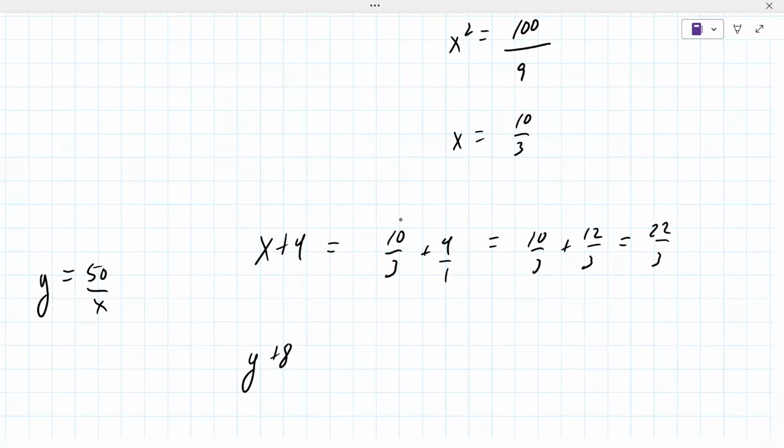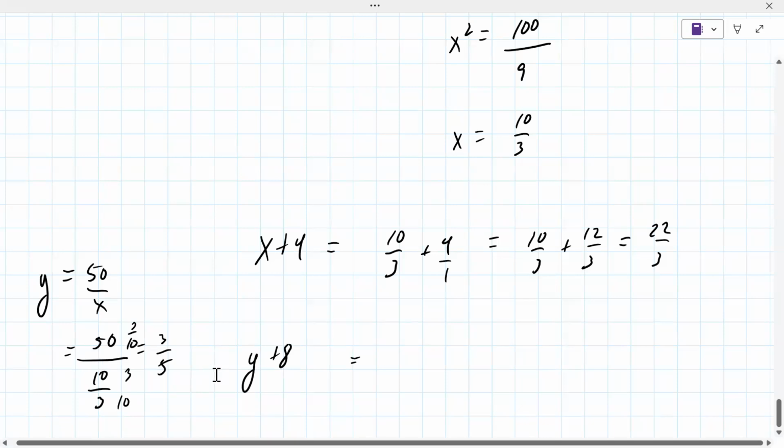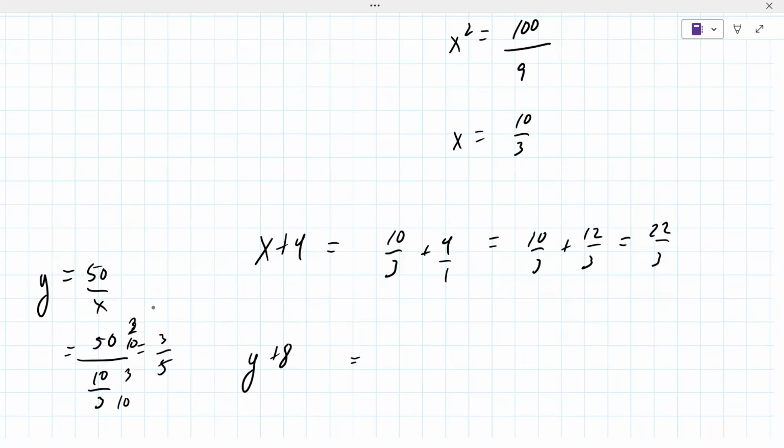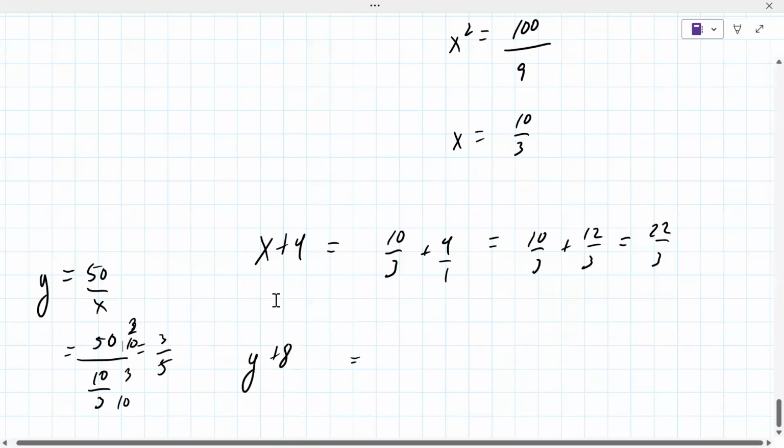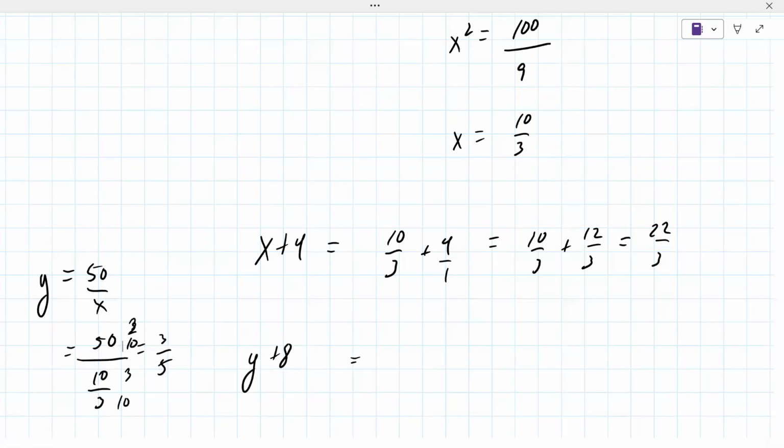So x is 10 thirds. So it's 50 over 10 over 3, multiplied by the reciprocal. This being 3 fifths. Is that right? No, it ends up being something else. It ends up being 15. Does that seem right? Doesn't seem right. 50 over 10 thirds, yeah, it's 10 thirds, right?